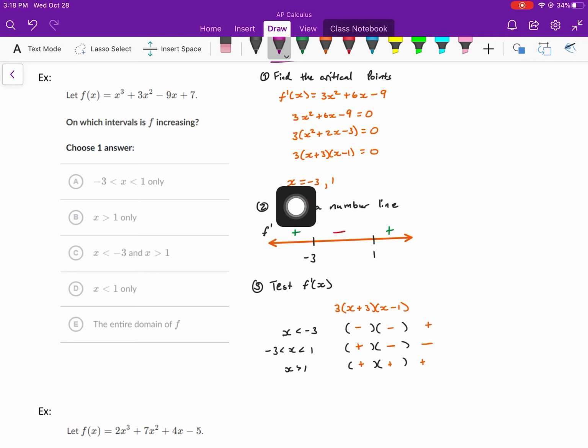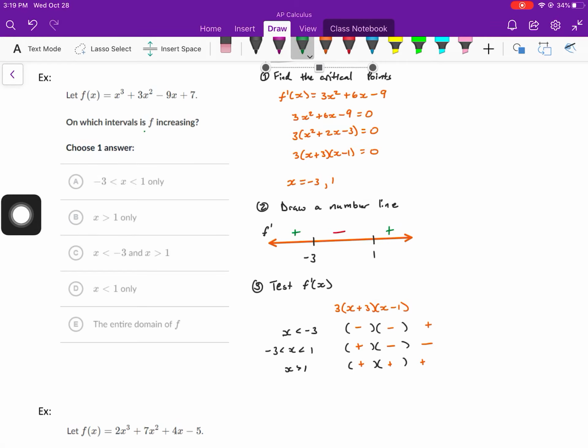So right here, we did the first derivative test. We found the derivative. We substituted in to figure out the sign of the derivative. The derivative is positive here. It's 0 at -3. It's negative here and 0 at 1. And then it's positive again here. So if the derivative is positive, f is increasing.